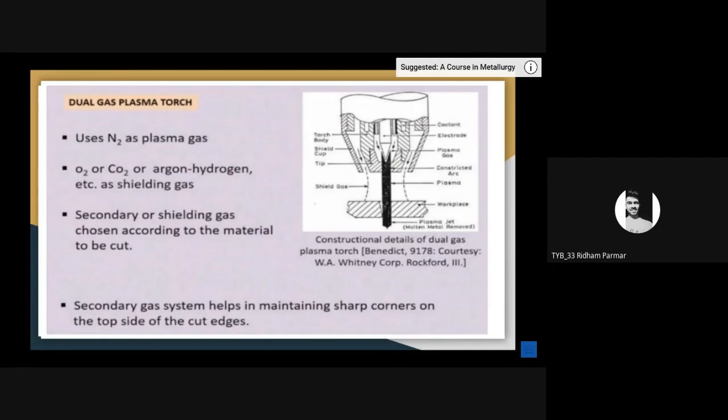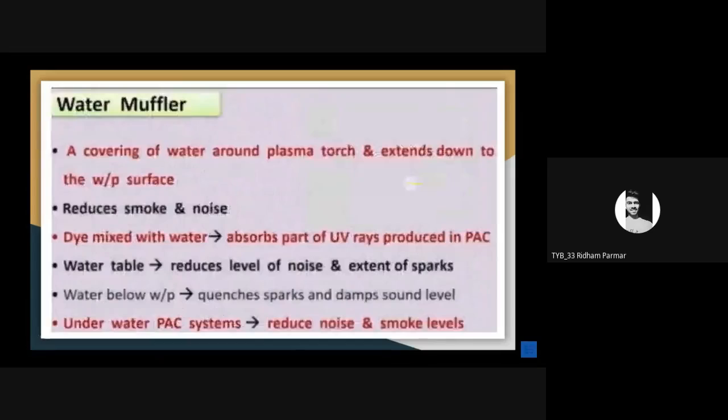The secondary gas system helps in maintaining sharp corners on the top side of the cut edges. You can see in this figure, I have shown this dual gas plasma torch. So this is the construction. Let us discuss the last part, the water muffler or water injected torch.